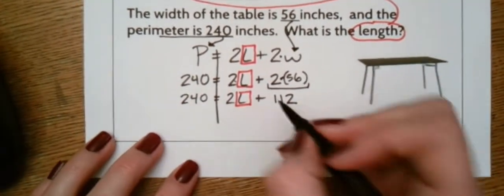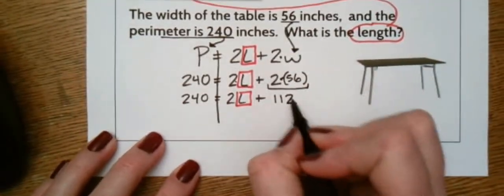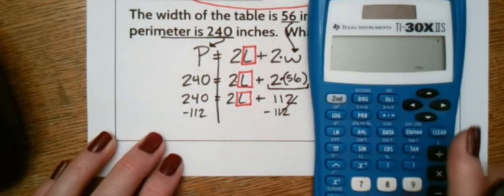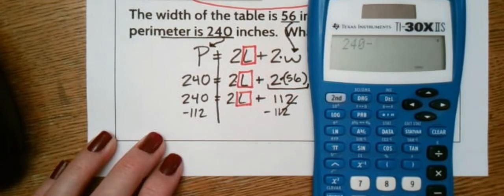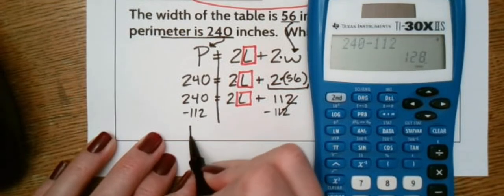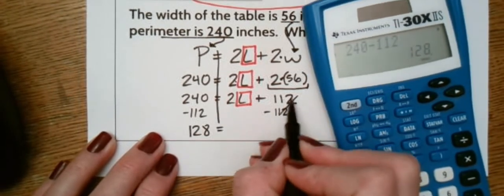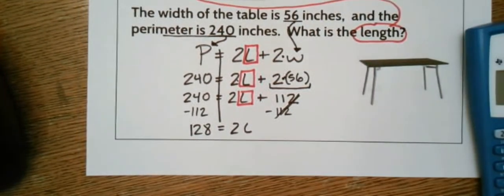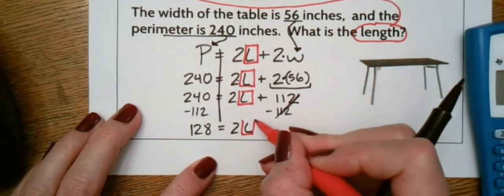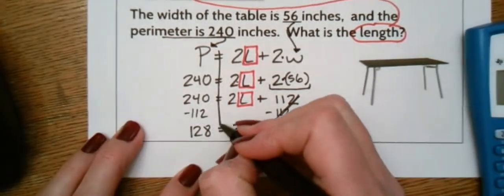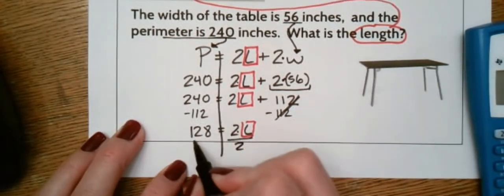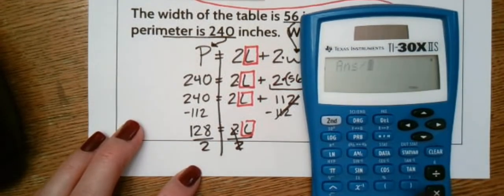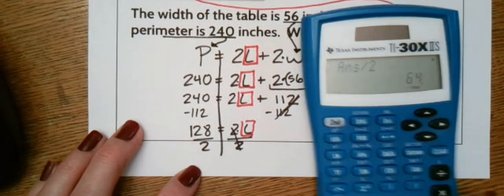I want to solve for the length, so I'm going to undo the plus 112 with subtraction. So taking the calculator, 240 minus 112 gives me 128 on this side. And then over here, I'm going to bring down 2L. Then to undo the 2 that's being multiplied to the L, the length, I'm just going to simply divide, which is the inverse operation. And so I'm going to take that 128 in the calculator, hit divide by 2, and I get 64.